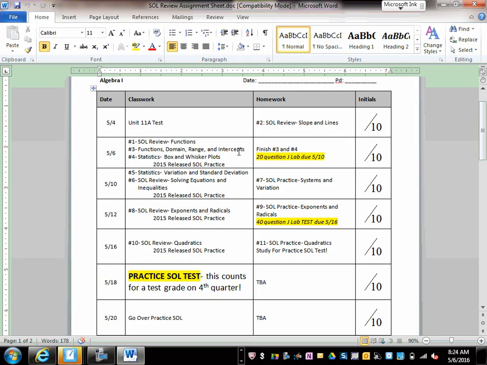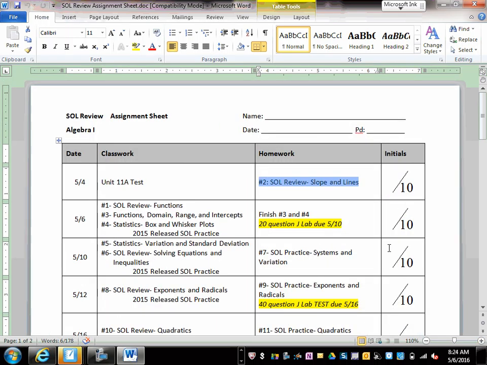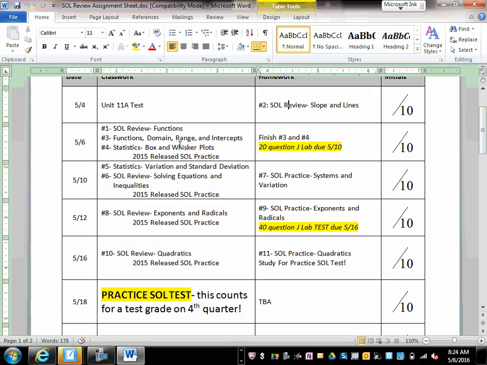All right, so anyways, you did number two for homework last night, and we basically have about four days of review before we take our practice SOL test in here. And remember, that counts as a test grade for fourth quarter. So today we're going to focus on functions, domain, range, intercepts, is it a function, things like that. And then we are also learning about statistics, box and whisker plots. We're going to be doing some stats today and next class, as well as reviewing.